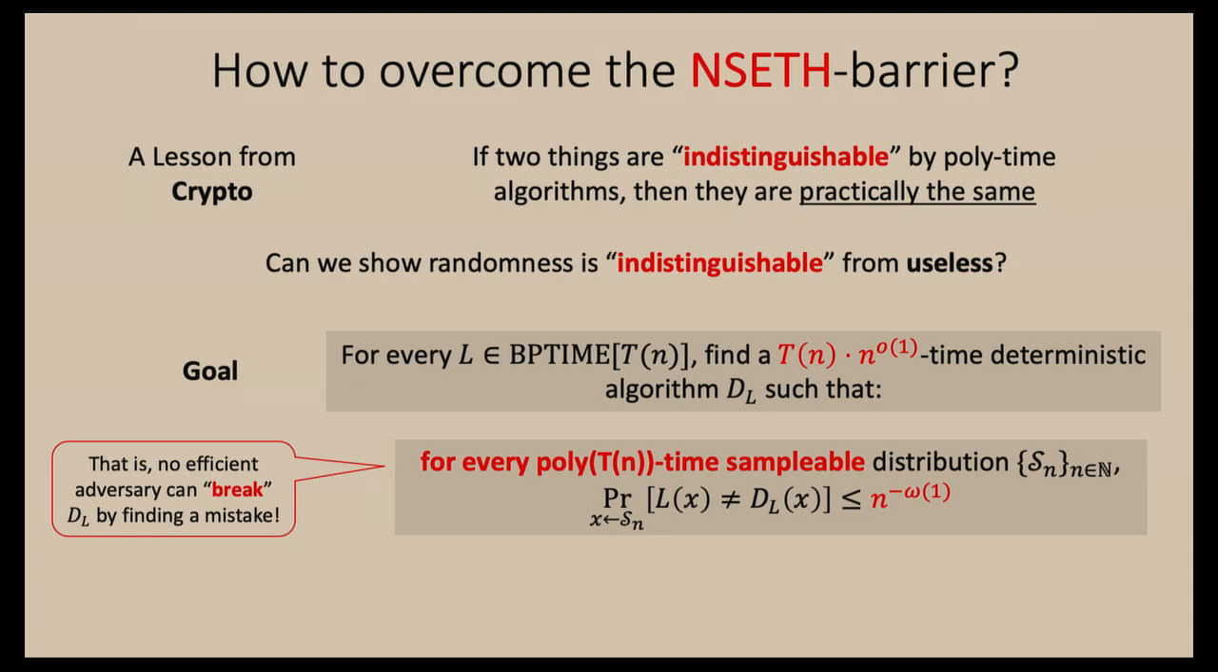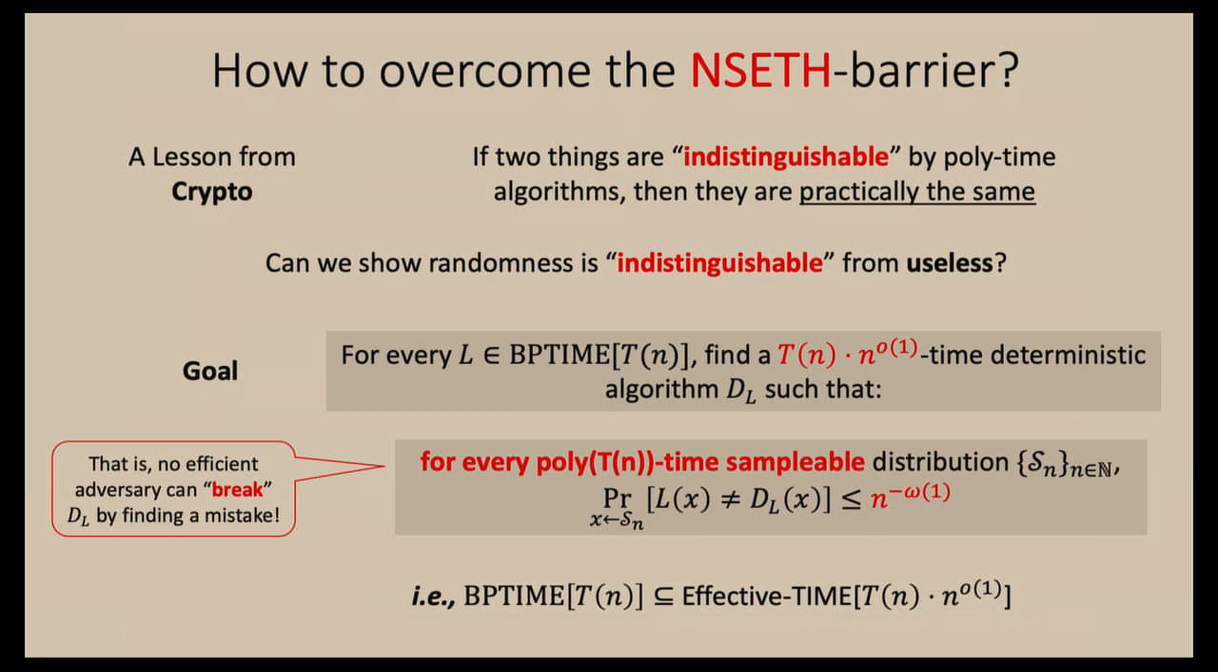So that says that there's no efficient way to find a counterexample to your generalization. This is quite strong and maybe very useful in practice. Because I give you the algorithm D sub L, you cannot find a counterexample. It looks correct to you, because you cannot find a wrong input. So the goal is... any question?